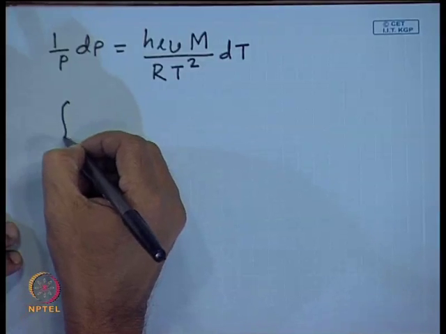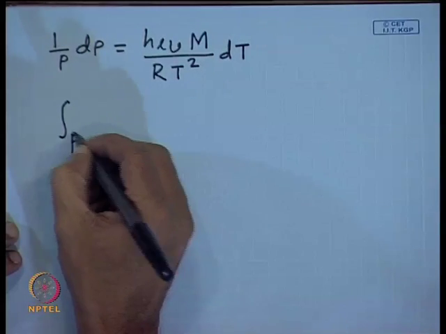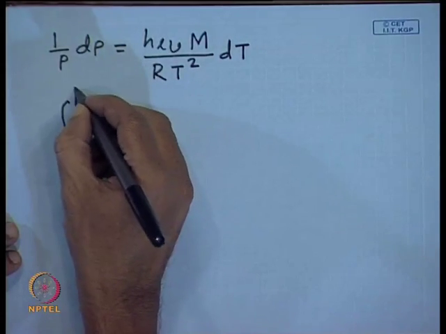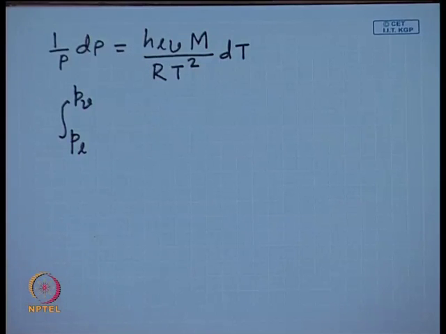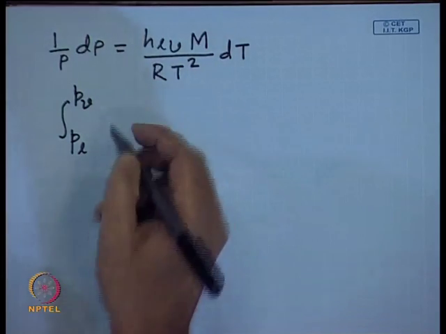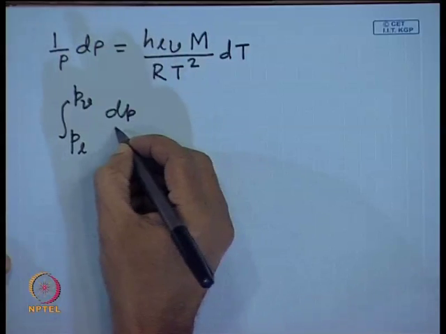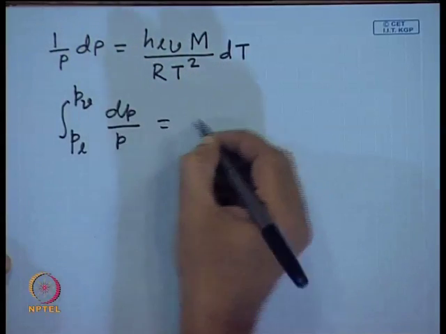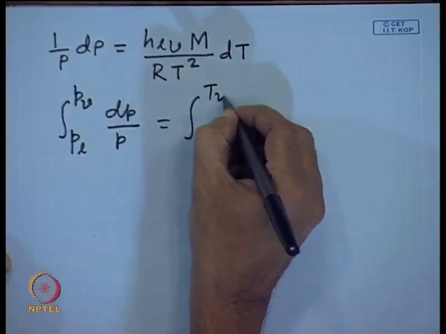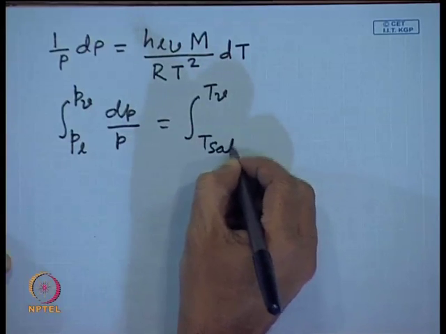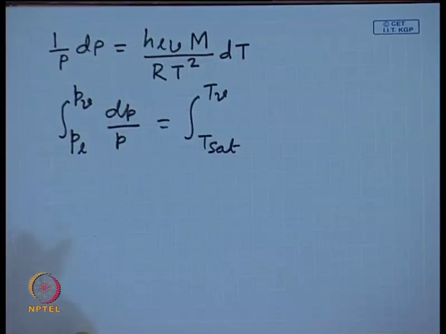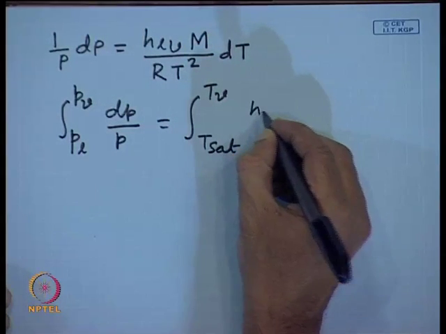So, if we integrate it from P L to P V, inside the vapor embryo pressure is higher. So, we can integrate it from P L to P V dP by P, that is equal to, again at the interface and at the liquid phase near the interface, the temperature is the saturation temperature, whereas temperature inside the vapor embryo is higher. So, we will get this particular thing.